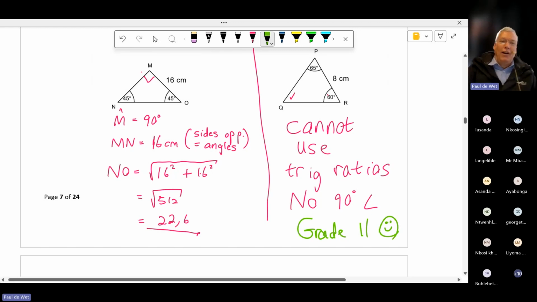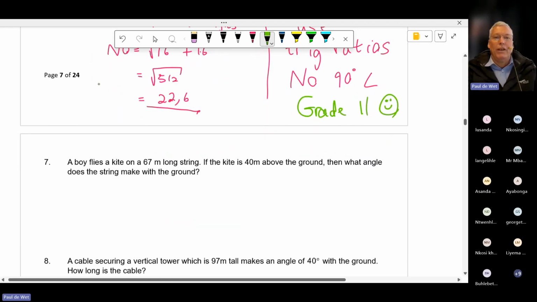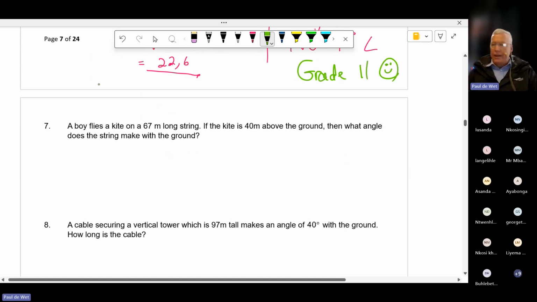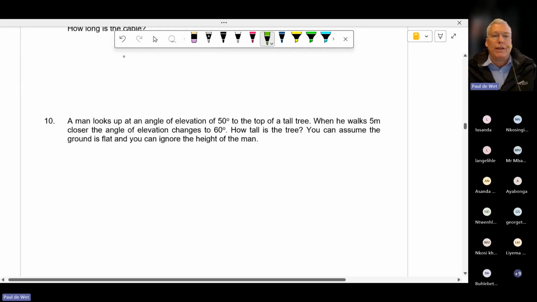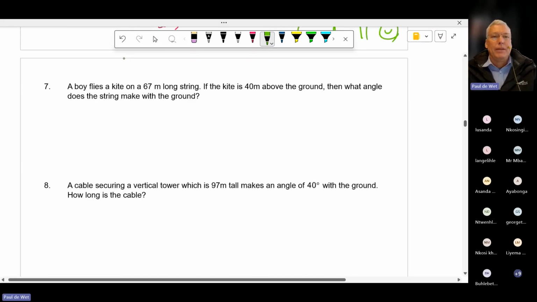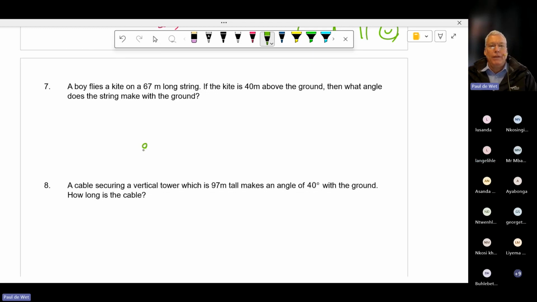All right. Now, the last questions we're going to do before we go to tea, we're going to just look at some word problems. And we're only going to do 2 of these. Okay, so a boy flies a kite. Here's the boy. And he's flying a kite. Here's the kite.